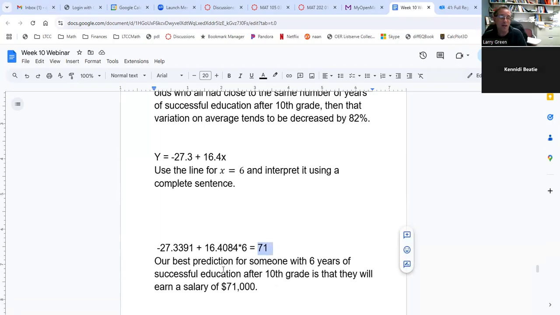So what you'd say is our best prediction for someone with 6 years of successful education after 10th grade is that they will earn a salary of $71,000. Does that mean that someone who gets 6 years of education after 10th grade will earn a salary of 71,000? Does that mean that? Yeah, the answer is no. It's just a prediction. But it's a better prediction than any other prediction we could have. Does that make sense?